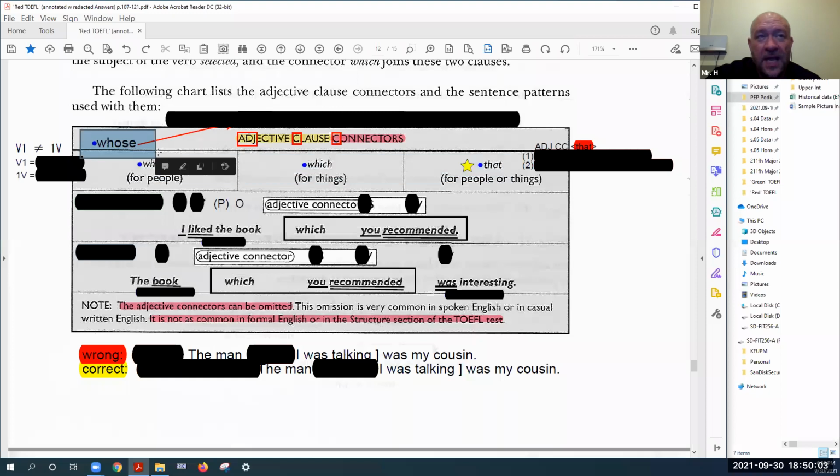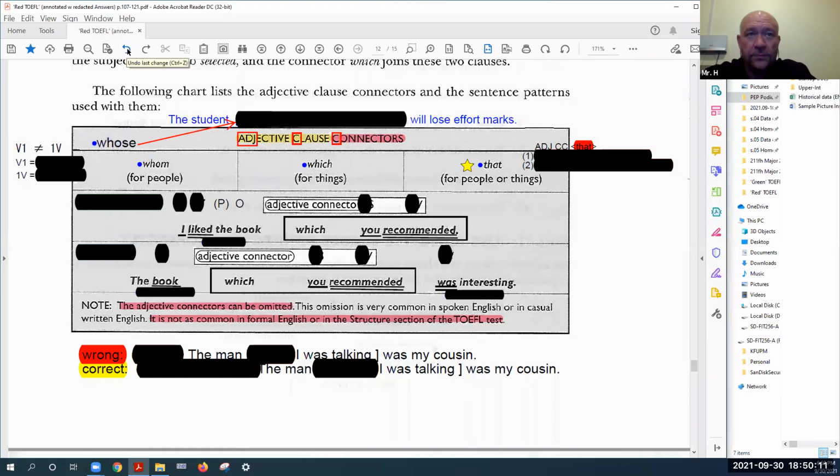I'm going to give you an example for whose. Al-Harbi, can you read my example? The student will lose effort marks. Okay, so I want to know which student. Which student will lose effort marks? Any idea?